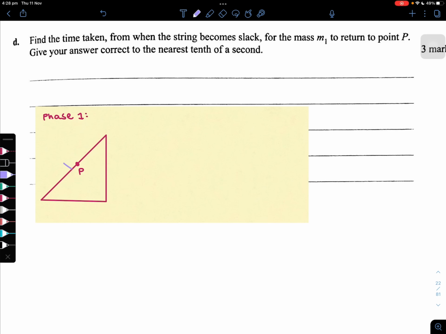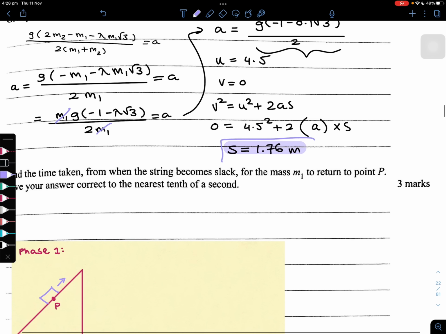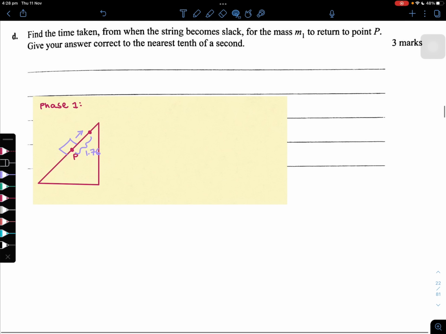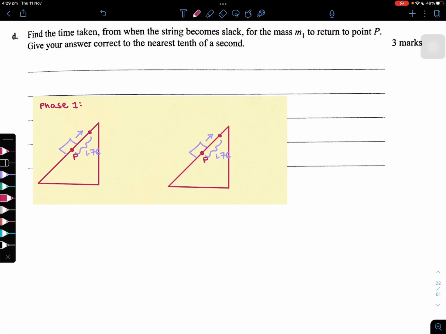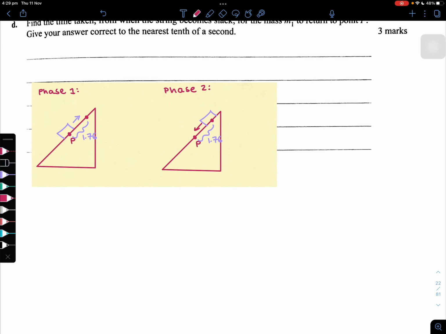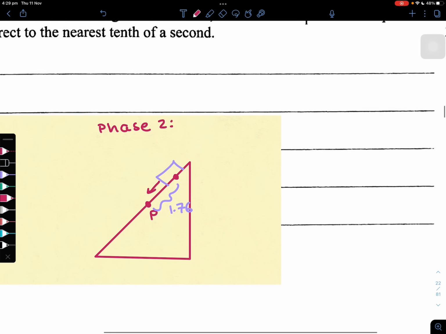From point P, our mass is going to move up a certain amount, right? And remember, we just said that it moves up 1.76. So it needs to go up 1.76, and that's going to take a certain amount of time. After that 1.76, it's going to start going back down. So that's when our phase 2 comes in. At phase 2, our mass is up here, and it's going to go back down to point P. So those are the two times that we need to find.